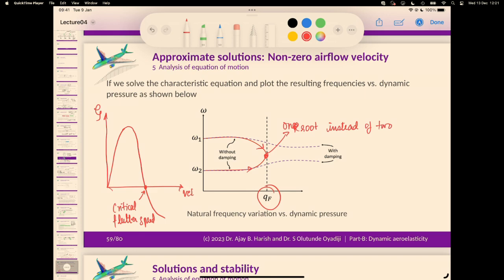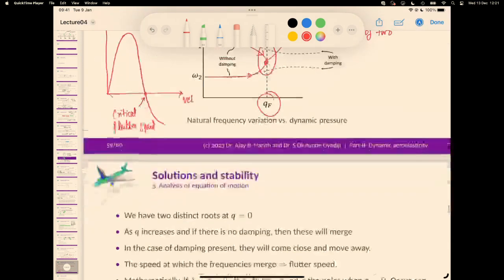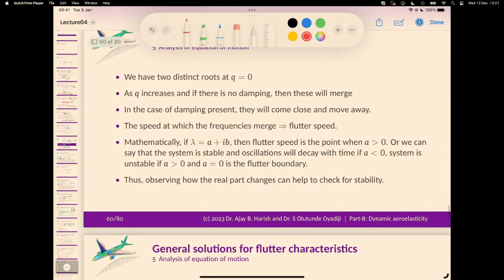Or if you solve for your characteristic equation as a function of your velocity, you will see that at some point you'll have only one solution rather than two solutions. And that's your critical flutter point, or what's called a flutter boundary.